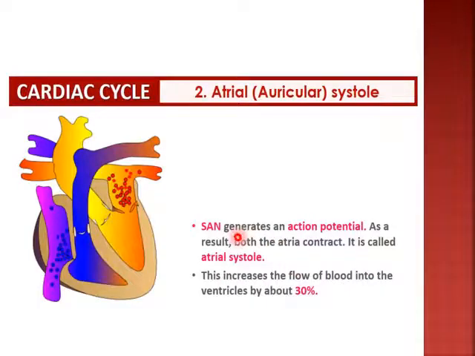Next is atrial systole. So the SA node generates an action potential. As a result, both atria contract and it is called the atrial systole. This increases the flow of blood into the ventricles by 30%.